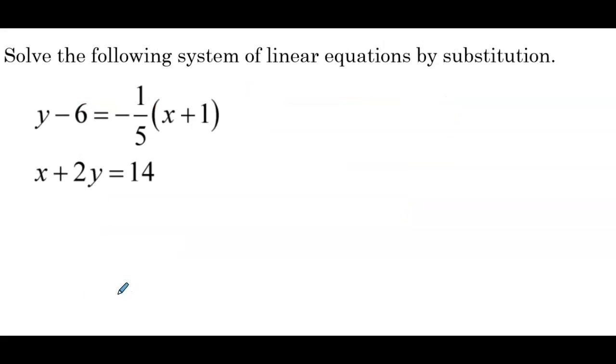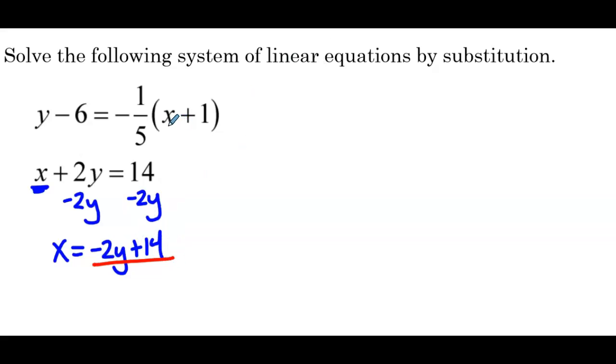Our last example, system is y minus 6 equals negative 1/5 times the quantity x plus 1, and x plus 2y equals 14. So this is the first example that we've been given a line in point slope form. Remember, we're trying to use substitution, so we need to pick one of the two equations to isolate a variable in. I think the simplest equation to use is the second one and isolate the x variable, because all we have to do then is subtract 2y from both sides, and we'd have x equals negative 2y plus 14.